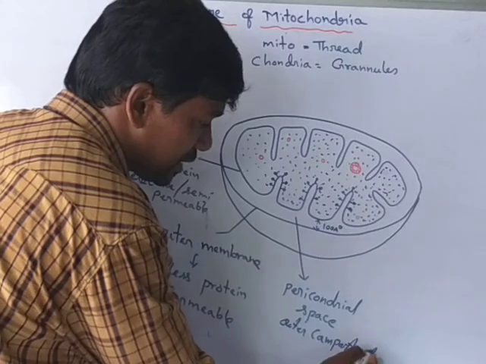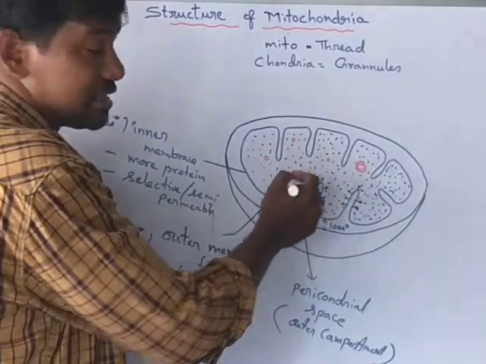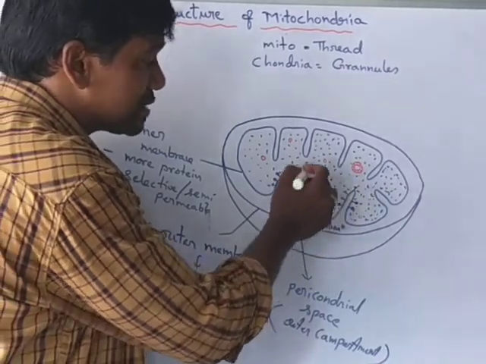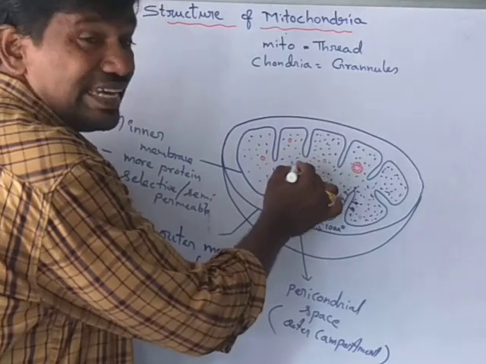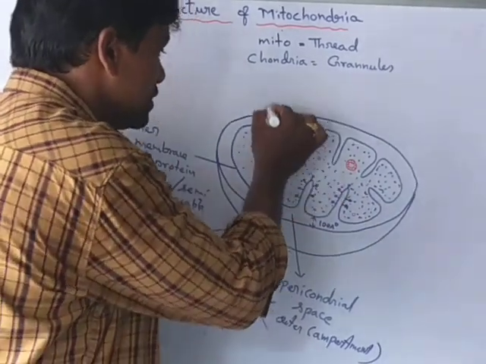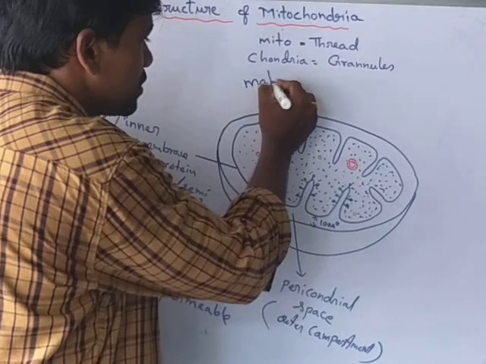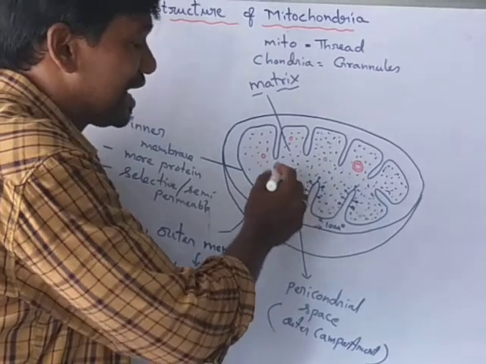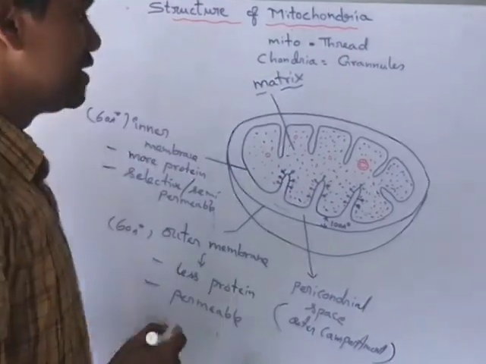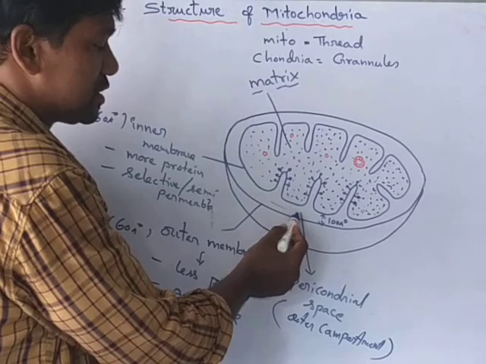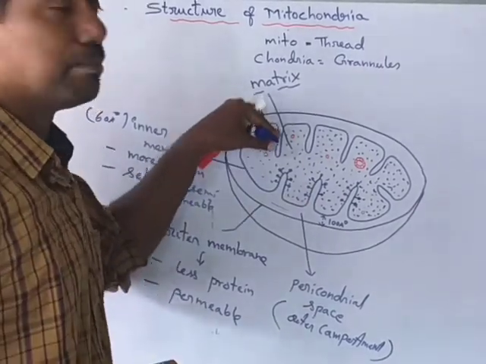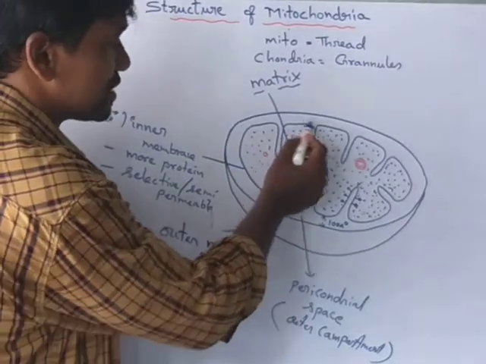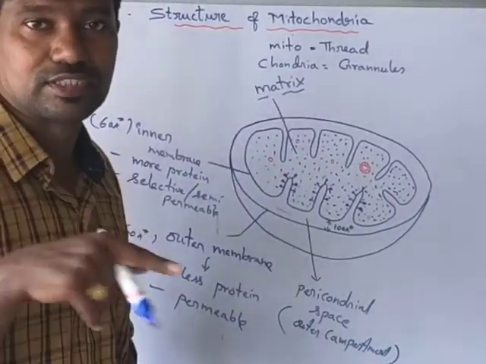There are two compartments. Besides the outer compartment, there is an inner space called the inner compartment, also called the matrix. It contains gelatinous material. So there are these two compartments: one is the outer, and the inner compartment is called the matrix. The inner membrane encloses the matrix.